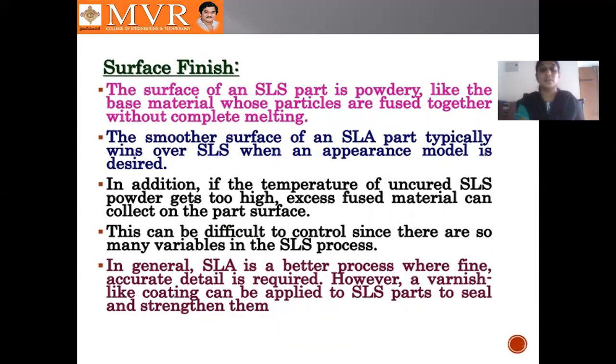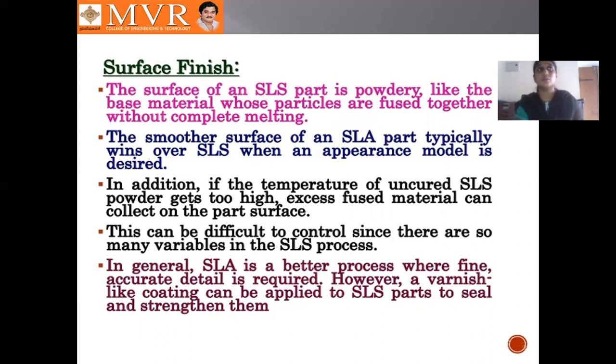The surface of an SLS part is powdery, like the other base materials, whose particles are fused together without complete melting. The smoother surface of an SLA part typically wins over SLS when an appearance model is desired. In addition, if the temperature of uncured SLS powder gets too high, excess fused material can collect on the part surface. This can be difficult to control since there are so many variables in the SLS process. In general, SLA is a better process where fine, accurate detail is required. However, a varnish-like coating can be applied to SLS parts to seal and strengthen them.